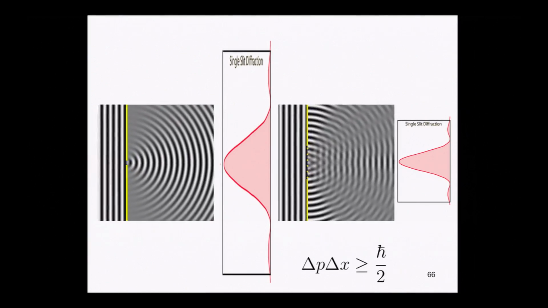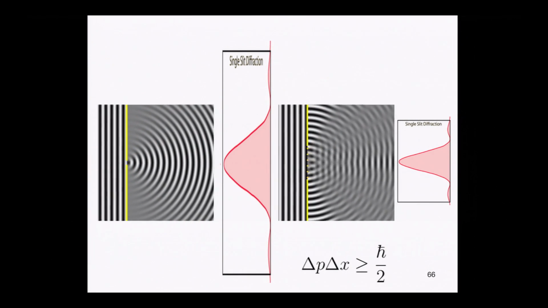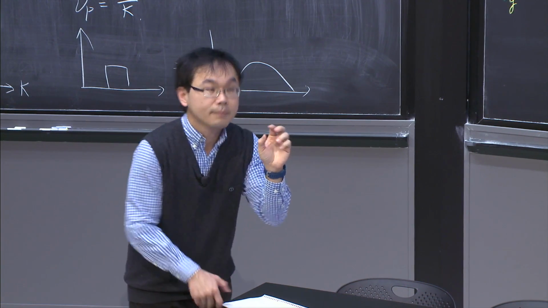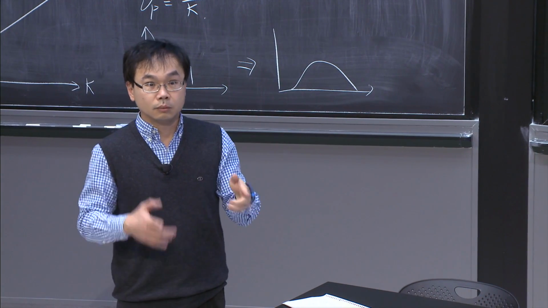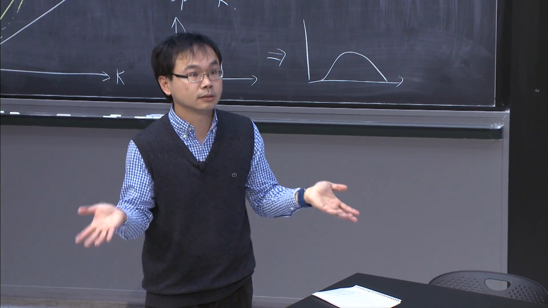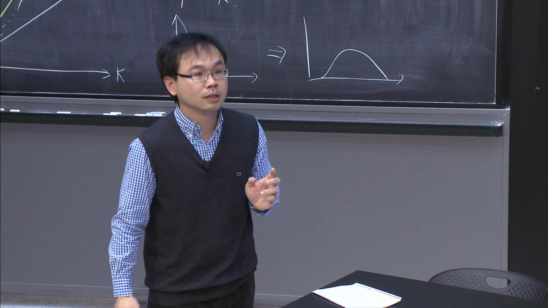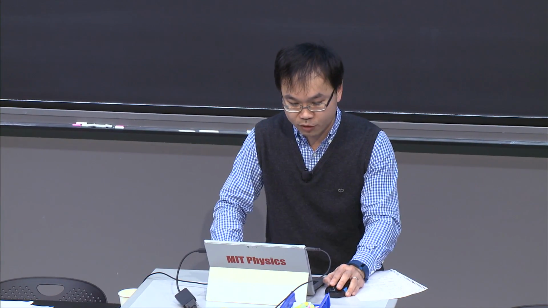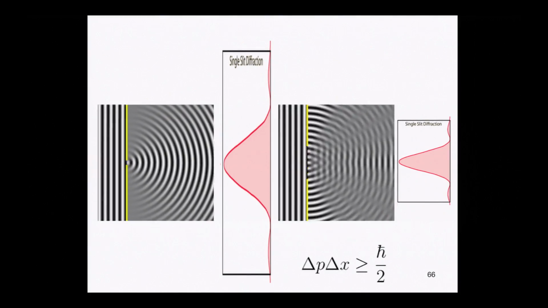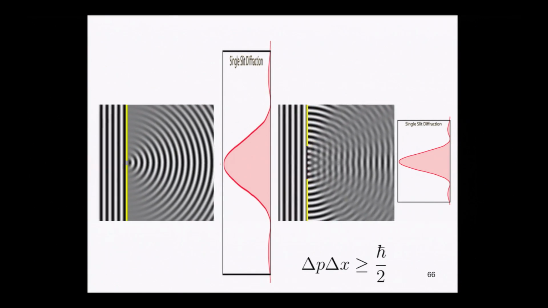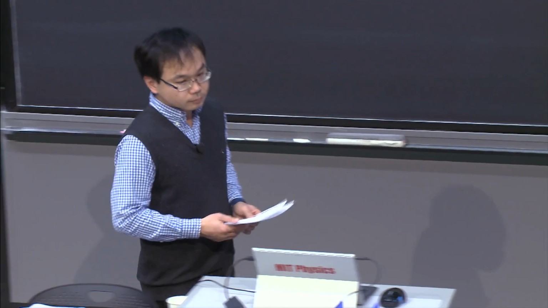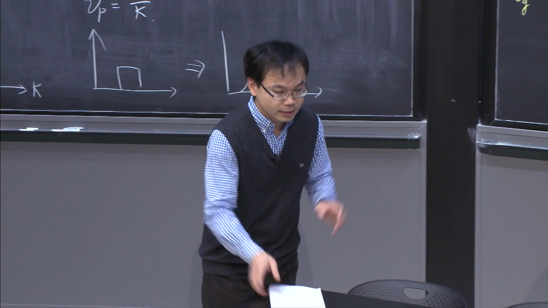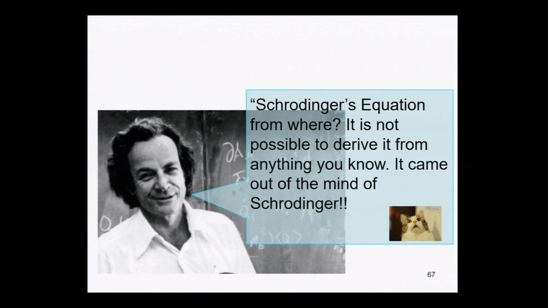So if you have a very narrow window, that means you have very small delta x. So you have very, very good confidence about the location of the electron. And then the momentum in the x direction, you have large uncertainty according to this equation. And that can be seen from this single slit diffraction pattern, and is closely connected to what we have learned before.